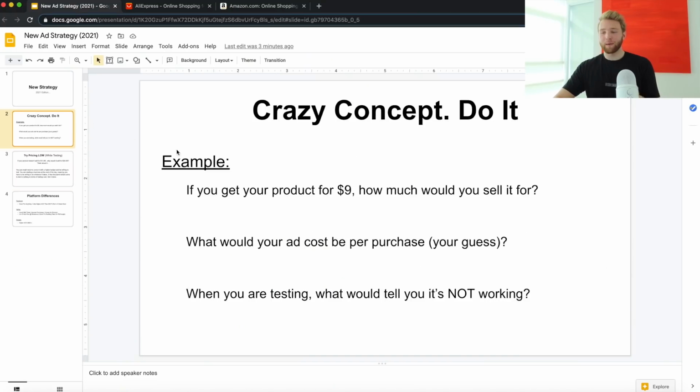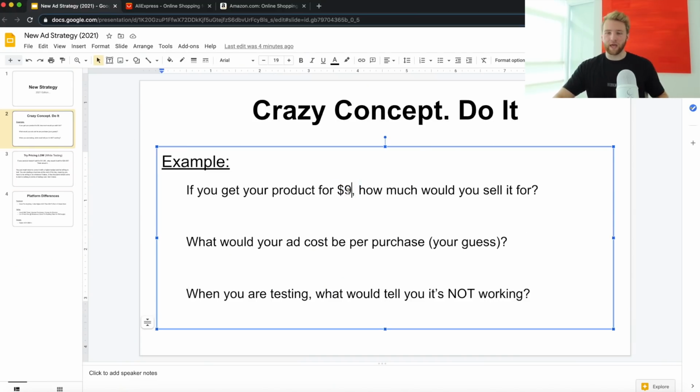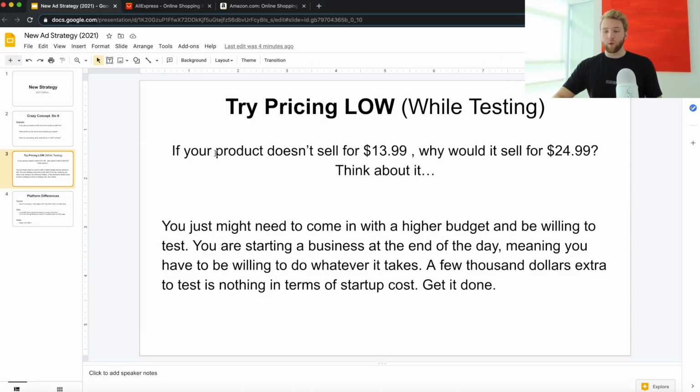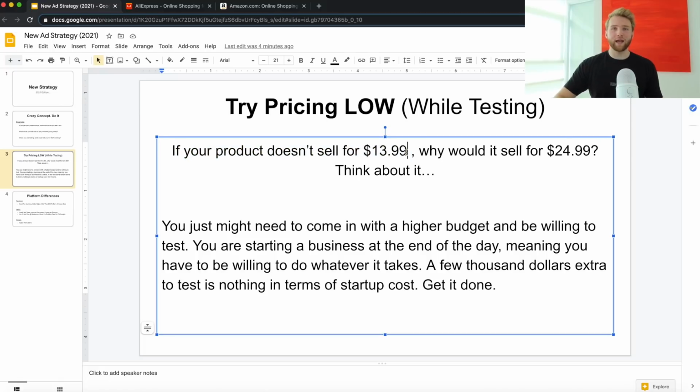For an example, if you get that product for $9, let's say it's a phone case, just as an example, phone case is $9 all in. Well, try selling it for $13.99. Try selling it for $11.99. You might be like, Hayden, what are you thinking? Why would I sell a product for way less than everyone else, and actually so low that it's impossible for me to make money?